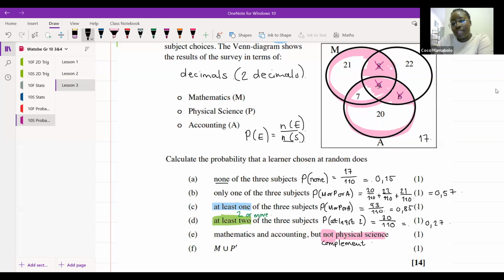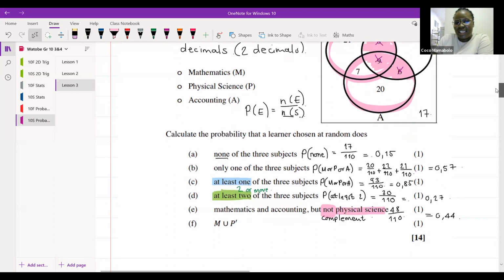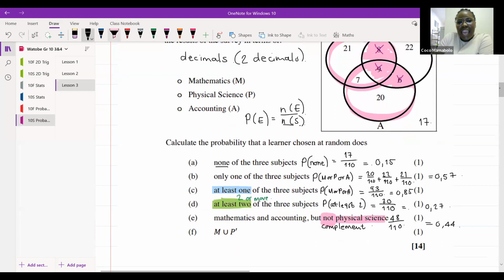Correct. 48 over, let me write it properly, 110. Give it to me as a decimal, please. Thank you. Correct, 0.44. Excellent. All right. Now I want to look at this next question over here. It says M union.